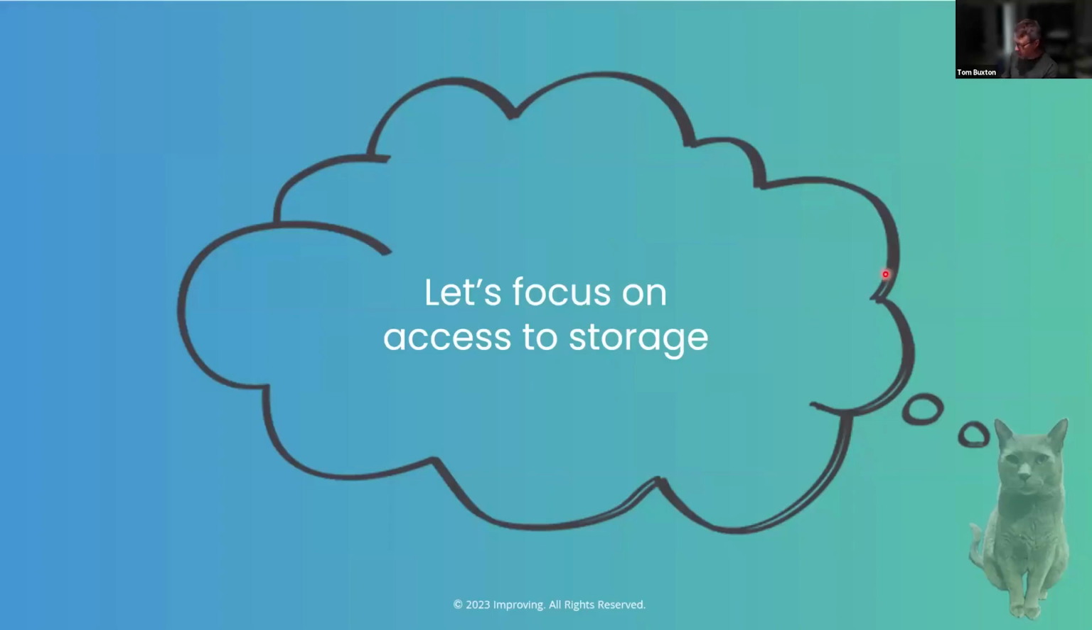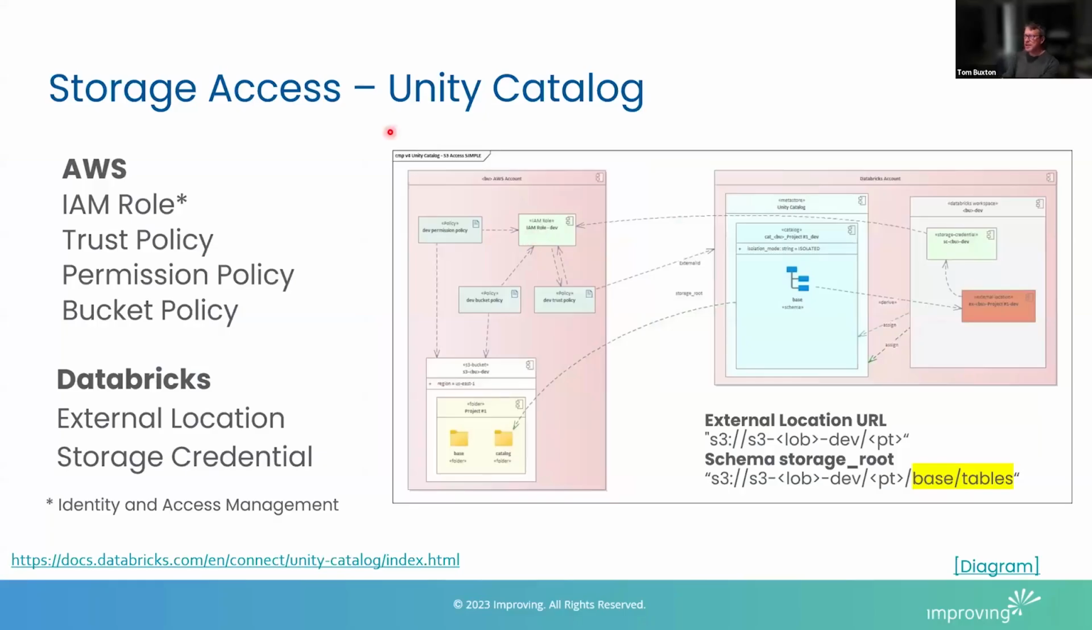So once again, Kat tells us to focus on access to storage, because I kind of glossed over that in the last slide. So let's take a look at access to storage in Unity Catalog. In this particular case, I'm going to introduce these new concepts now. We have an IAM role within AWS, which is tied specifically to a bucket at the bucket level. And that is done through a trust policy here, which is also providing the external ID for the assume role, so that basically Unity Catalog within Databricks can become this role and then access the underlying storage.